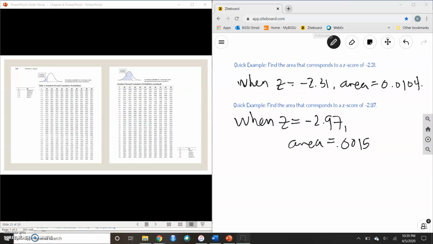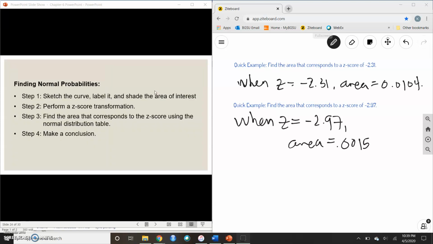Okay, so now that I've talked about how to find area using a table like this, based off of the z-score that you obtain, I want to go over a quick summary of how to find normal probabilities. To find normal probabilities, it's basically reduced down to these 4 steps. Step 1, you want to draw the curve, label it, and shade the area of interest. This is very important because when we start finding normal probabilities, there are a few different types of examples, and by shading the area of interest, it'll help you make sure that you're on the right track. Step 2, performing the z-score transformation.